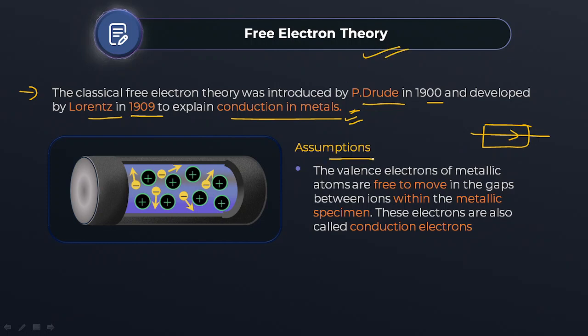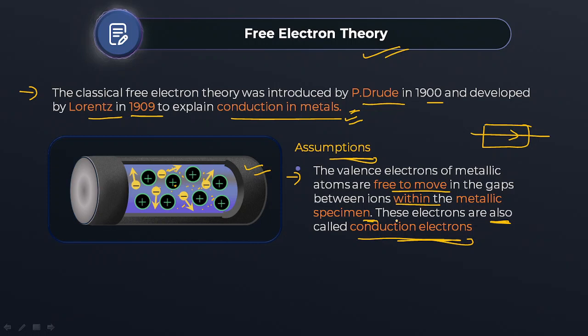So what are the assumptions we are taking here? The valence electrons of metallic atoms are free to move in the gaps between the ions within the metallic specimen. Suppose we have taken one metallic wire. These free electrons are free to move between the ions. They can move randomly, and there will be collisions between ion and electron, between electrons, and so on. These electrons are also called conduction electrons, because they are responsible for conduction. Simple, one assumption.